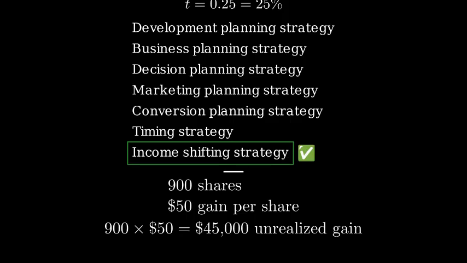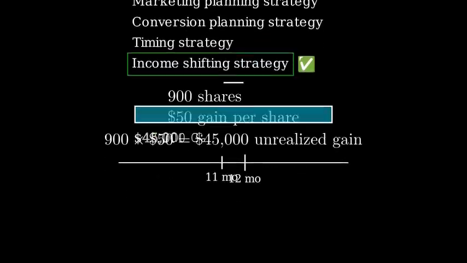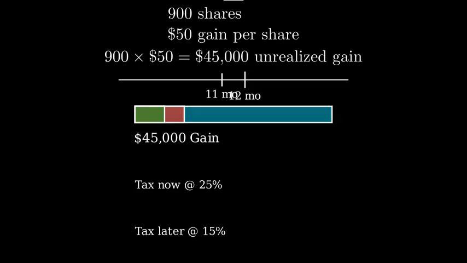We will ignore time value of money. Visually, here is a simple timeline from 11 months to 1 year. And here is the tax picture, the same $45,000 of gain, but the tax slice is larger if sold now at 25%, and smaller if sold after 1 year at 15%.